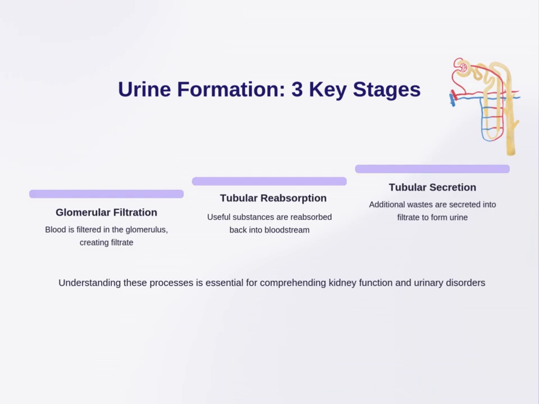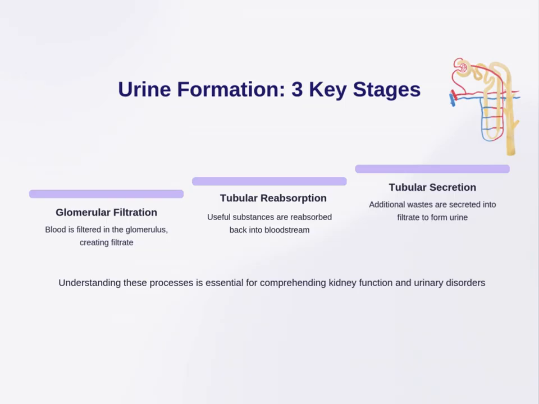Urine formation, again, the kidneys filter the blood and pull out the waste, and how it does that is through these 3 stages to form that urine. So the first stage is glomerular filtration. Blood is filtered in the glomerulus, creating filtrate, and that's where it pulls out what's needed and what's not. What is okay to discard? What is the waste part?